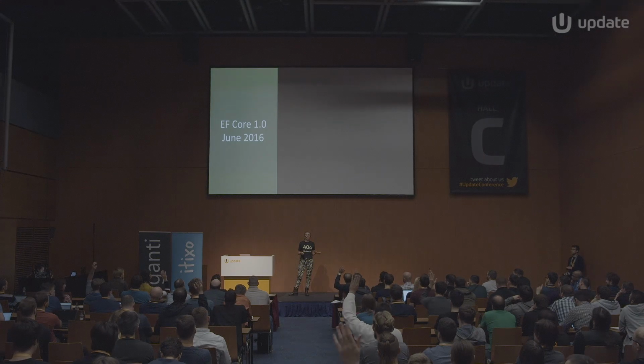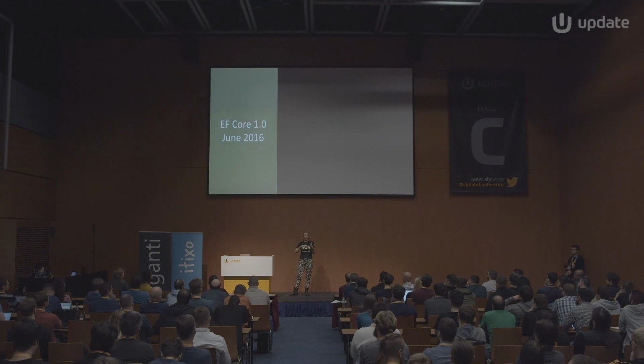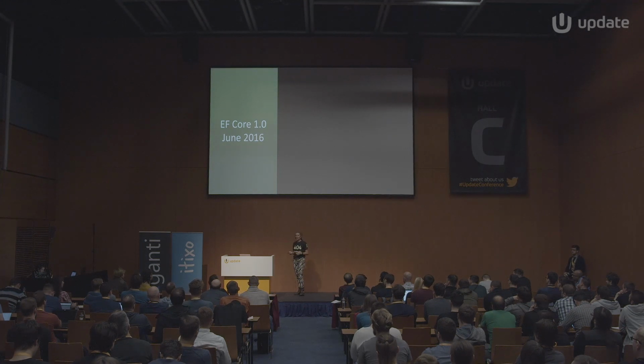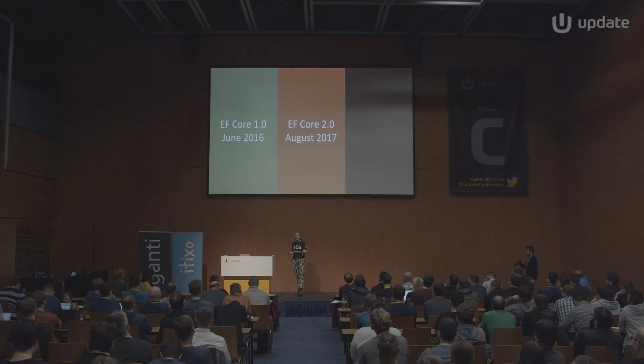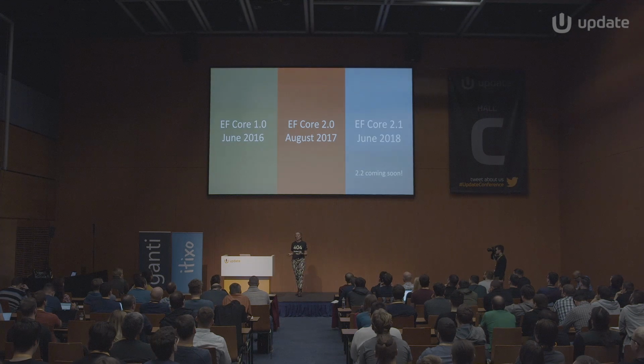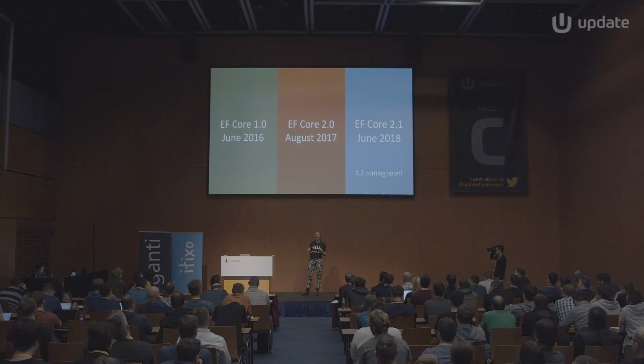So EF Core, who's using EF Core in production? Excellent. 2.0, you're on the new stack. Yeah, because the 1.0 stack of EF Core and .NET Core was more for people who like the bleeding edge, who don't mind not everything being perfect, because it's just so nice to use some of the new stuff. That came out a few years ago now, and even EF Core 2.0 came out last summer. I can't believe it's been that long. And then 2.1 came out in June, and 2.2 is going to be out very, very soon, I'm sure.